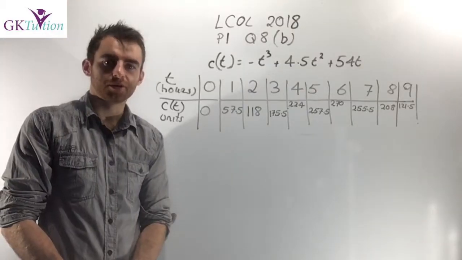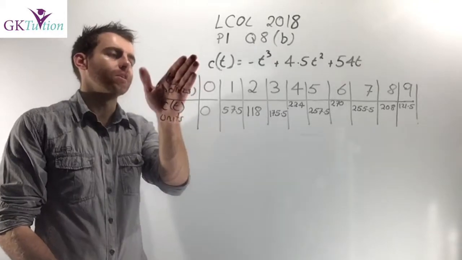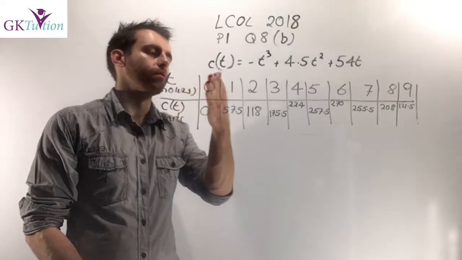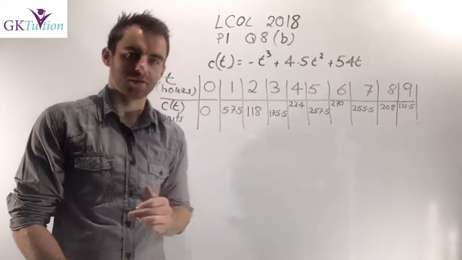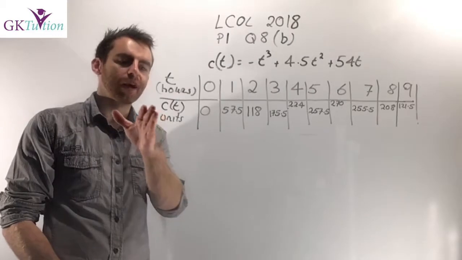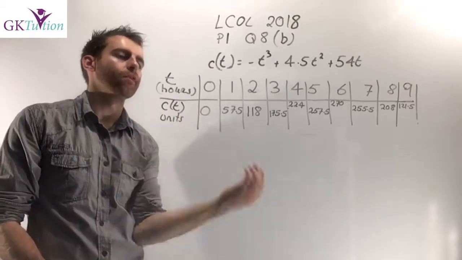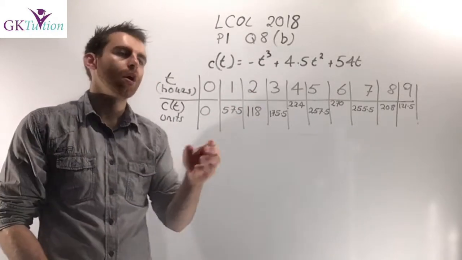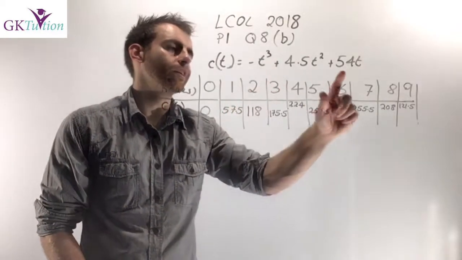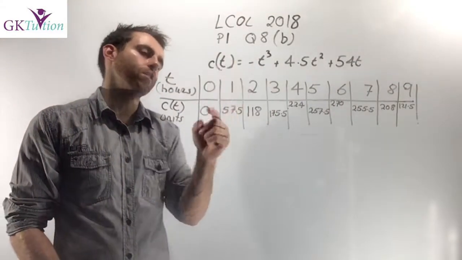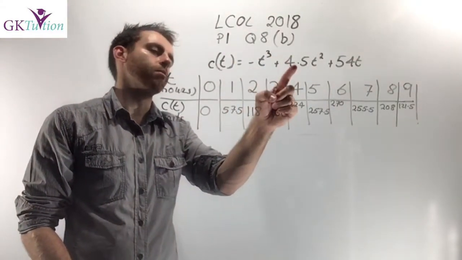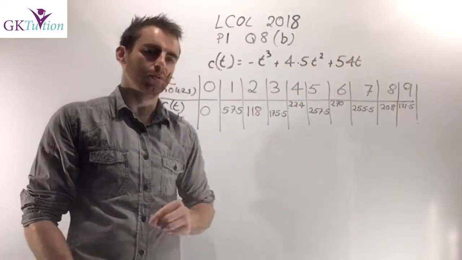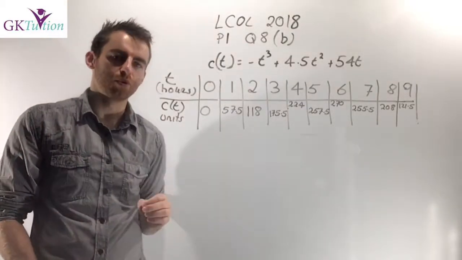Now part B here is relatively straightforward. We're still using the same function we were given in the first part of the question, and we're given a number of different values for t ranging from 0 to 9. We're asked to find the corresponding values of c of t. For example, if t equals 2, all I need to do is sub into this line, except instead of minus t cubed, it would be minus 2 cubed, plus 4.5 times 2 squared, plus 54 multiplied by 2. And if you plug that into your calculator, you get 118.